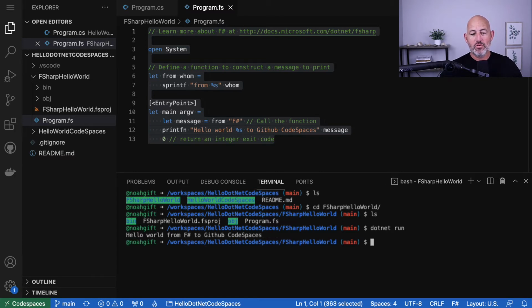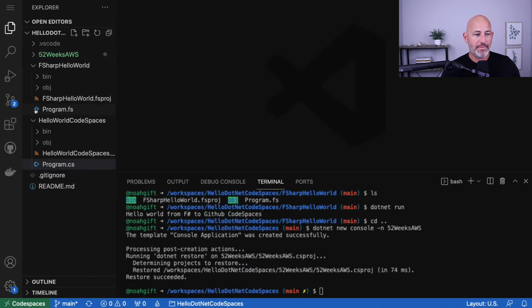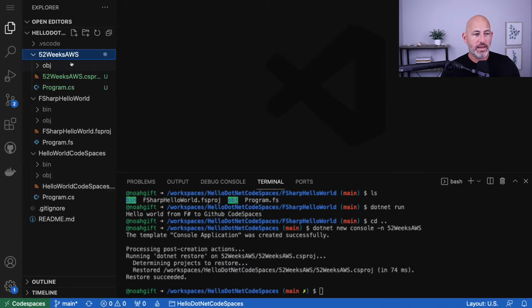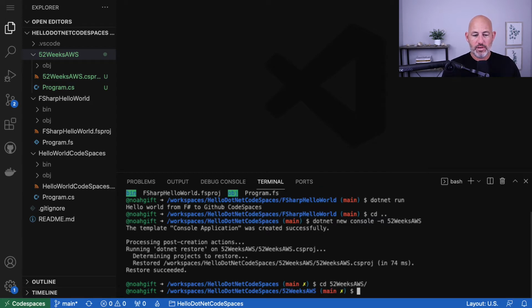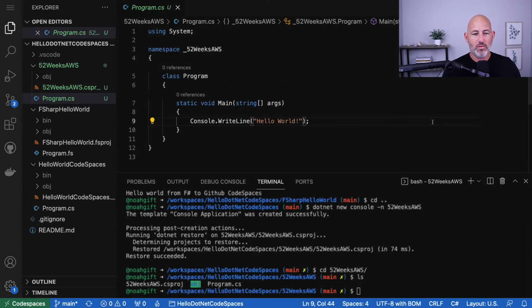If I want to create a new project, it's pretty simple. I can just make a new one and say dotnet new console -lang F#, and we can say, like, I don't know, 52 weeks AWS, something like this. What's cool is, notice, it goes through here and creates this whole structure for me so I can run my code. Then if I want to just cd into this, all I need to do is tweak it and change it however I want. I'll just say hello world, 52 weeks AWS.